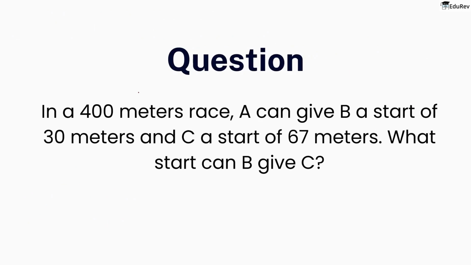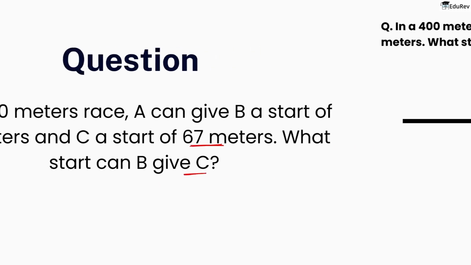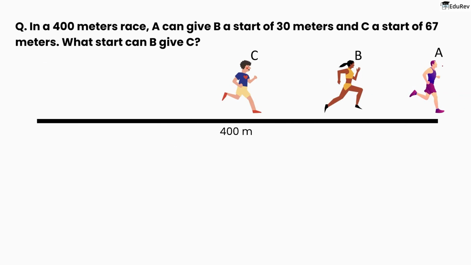Let's look at a question on races. Question. In a 400-meter race, A can give B a start of 30 meters and C a start of 67 meters. What start can B give C? It means that if A is at 400 meters, B will be at 400 minus 30 meters, that is 370 meters, and C will be at 400 minus 67 meters, that is 333 meters.